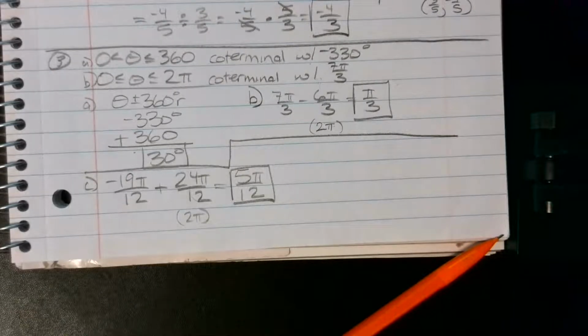Something to remember. Reference angles are always acute. They are always in quadrant 1. So they're always between 0 and pi over 2.